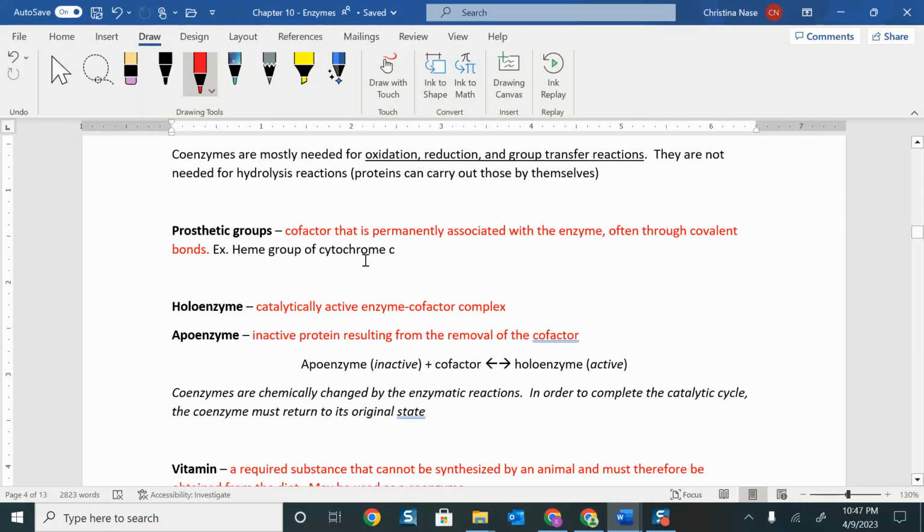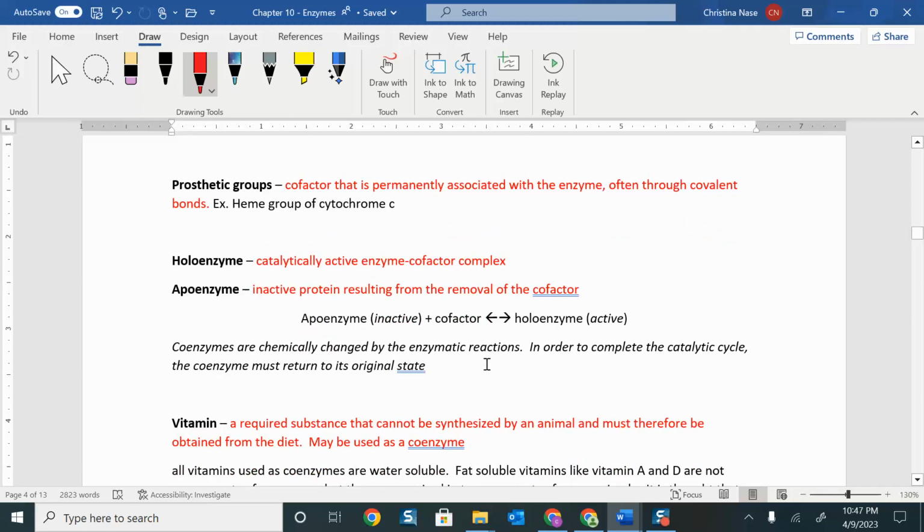So if you do have that prosthetic group, you do have the cofactor there, it's called the holoenzyme. That is going to be the functional part of a functional enzyme. If you're missing that, if you don't have the cofactor involved, we call that the apo. Apo is like without. So apoenzyme is going to be the inactive form of that protein. It's not going to have the cofactor involved.